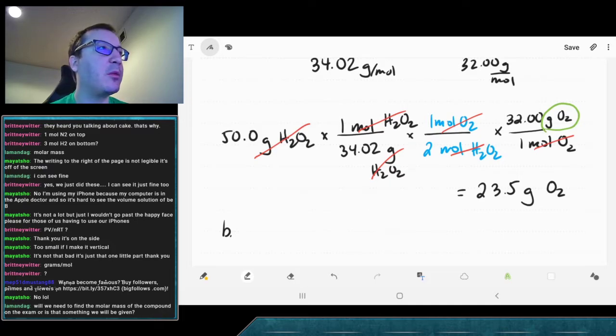So I would expect you to be able to do the molar mass of a small molecule on the exam. I'm not going to give you some crazy 18 carbons and 52 oxygens and so on. We'll keep it reasonable. Okay? Otherwise, sure, I'll give you the molar mass if it's something more complicated. All right, here's part B.